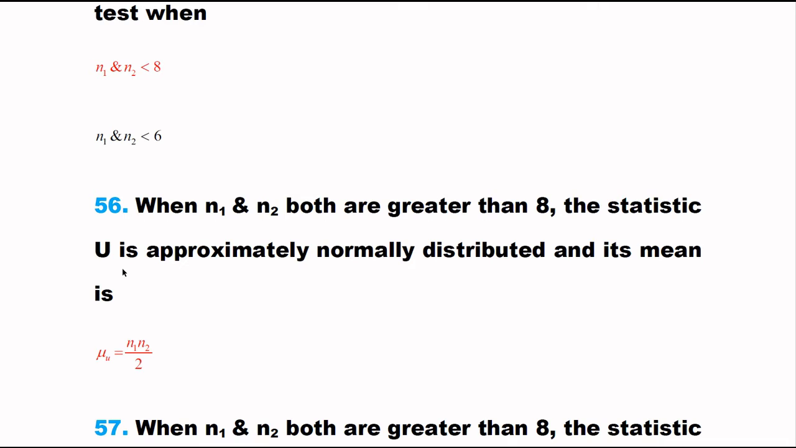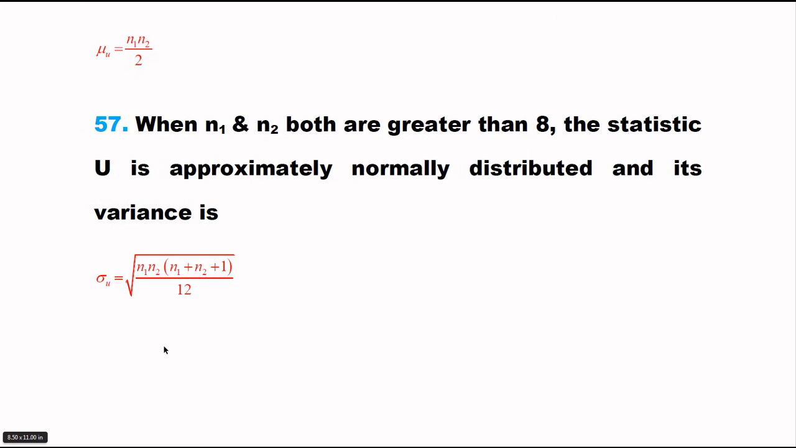When N1 and N2 both are greater than 8, the test statistic U is approximately normally distributed and its mean is mu U equal to N1 N2 by 2. When N1 and N2 both are greater than 8, the statistic U is approximately normally distributed and its standard deviation is under root N1 N2 into N1 plus N2 plus 1 by 12.